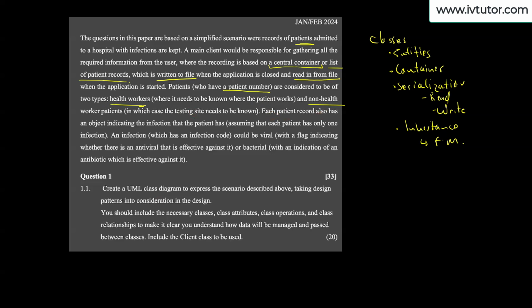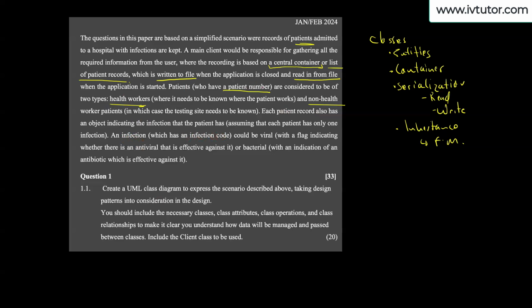Each patient record also has an object indicating the infection that the patient has, assuming that each patient only has one infection. Okay, so we have this as part of a patient record. So we now have a patient as a class with a patient number, and patients with a patient number are considered to be of two types. And then a patient record also has an infection, which has an infection code.